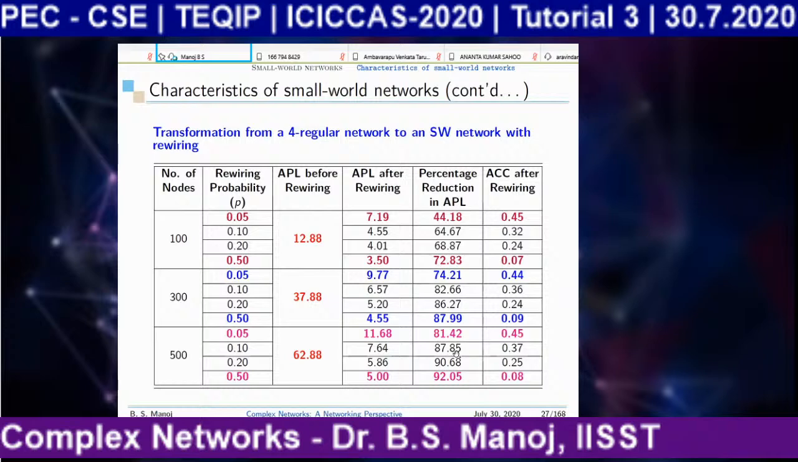But if the probability value increases from 0.05 to 0.5, then the path length benefit is very good. You will get the average path length reduced to just 5 hops in a 500 node network, but the clustering coefficient takes a dip to a very small value. So what that means is the network slowly becomes like a random network when you increase the p value. When you increase p to 1, the regular network becomes a fully random network, or ER network, where you will get log n path length as well as a very small clustering coefficient value.